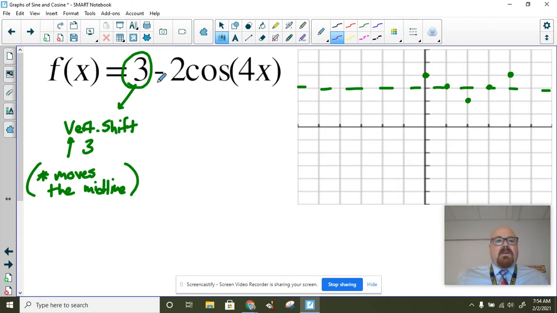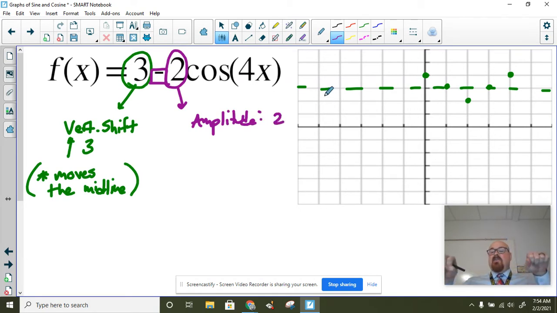The amplitude is the coefficient, right? Now, notice I'm leaving out the negative. We'll deal with that in a second. The amplitude is always a positive number, okay? So the amplitude here is 2. That takes the entire graph and stretches it. Now, if we're stretching this graph by a factor of 2, we're taking these points and stretching them up off of the midline.